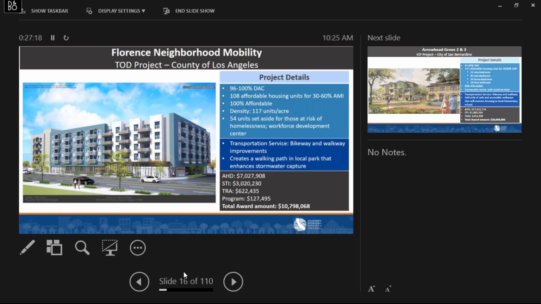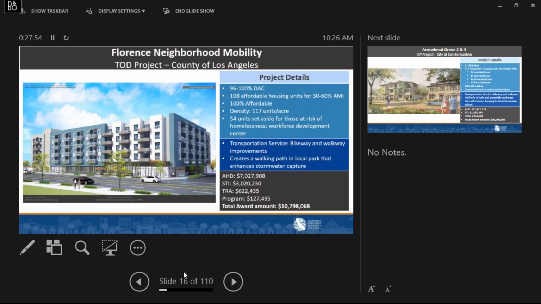So we have a couple of project examples. The first of these is the Florence Neighborhood Mobility Project. This is a TOD project in the county of Los Angeles. It is in a disadvantaged community. There are 108 affordable housing units for 30 to 60% of area median income, 100% affordable density at 117 units to the acre. So this is that TOD project area type with really high density. And 54 of the units are set aside for those at risk of homelessness.